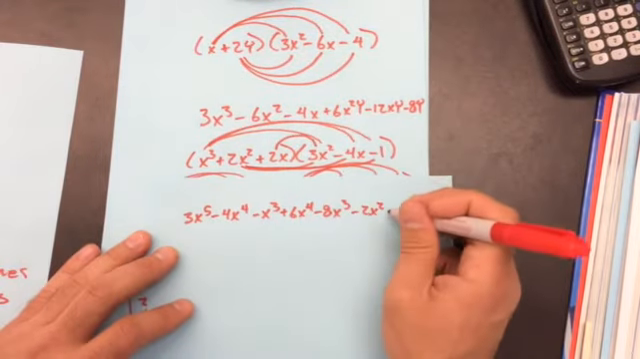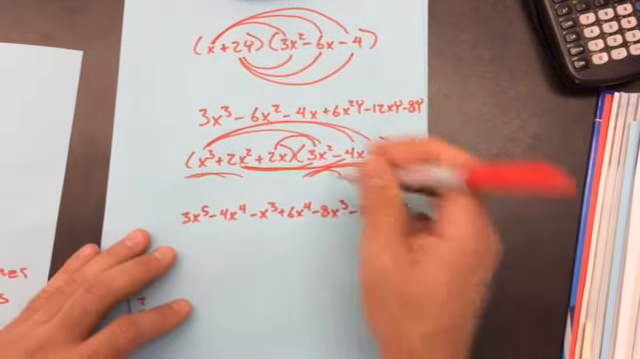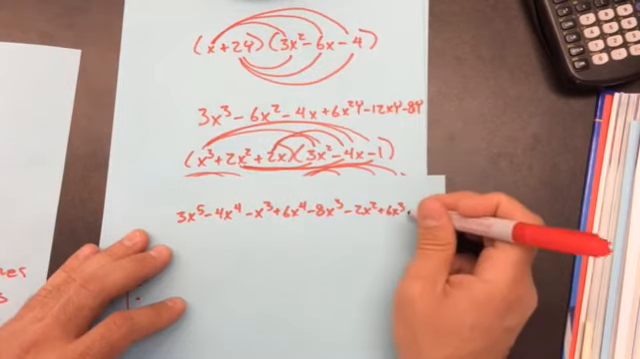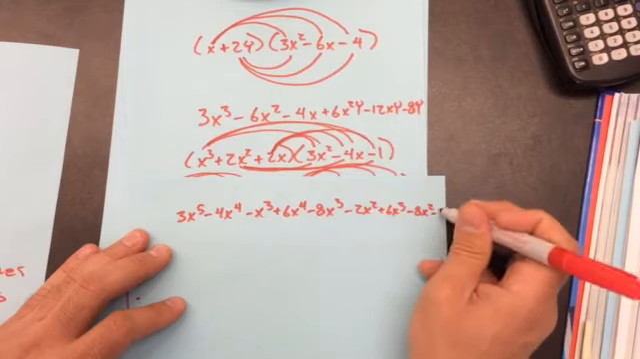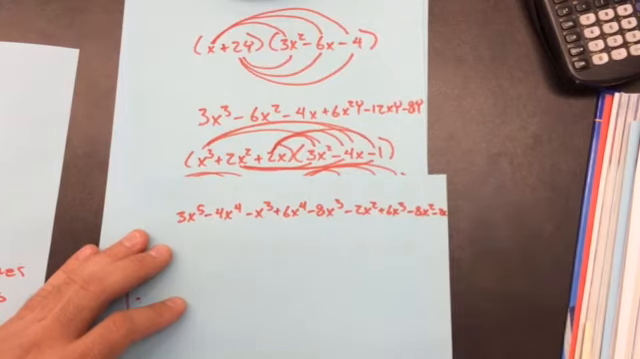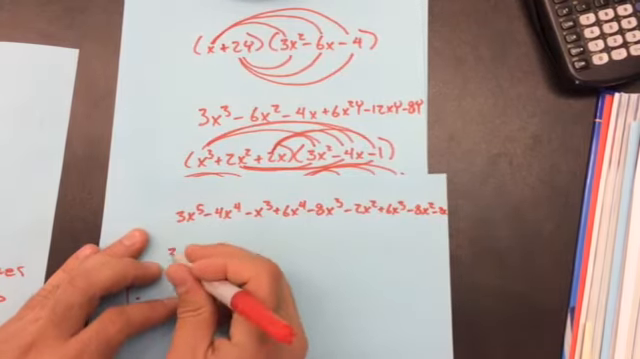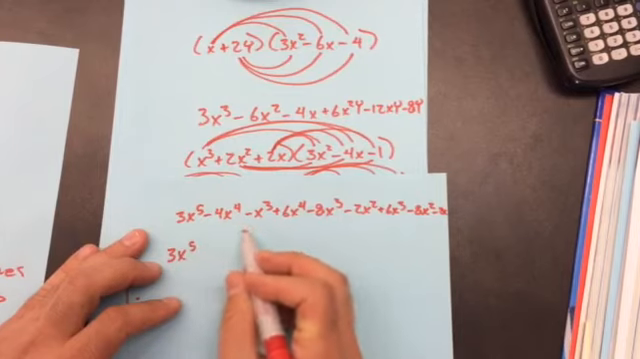2x times 3x is going to be plus 6x to the third. 2x times negative 4 is going to be negative 8x squared. 2x times negative 1 is going to be negative 2x. You get the same answer when you do this, and then I'm going to combine like terms just like I did on the other one.